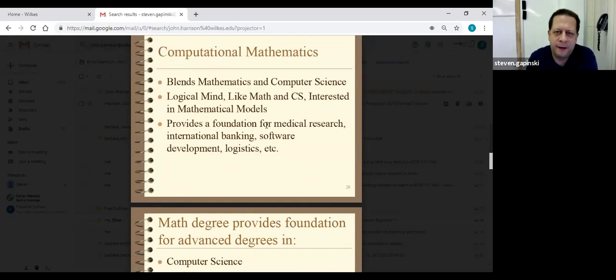Computational math, as Dr. Harrison mentioned, is the crossover between math and computer science. If you like them both, this is an ideal place to land. As we said, you could look at many opportunities ranging from the medical profession to banking to software development to logistics, because you're combining two very important skill sets.